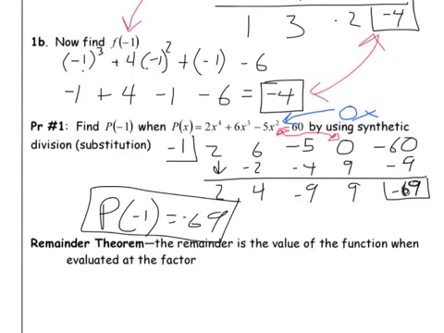So this is just a quick way to evaluate a function. In fact, you can do several. You could set up a table and just synthetically divide by several factors to figure out what the solutions are. It's a quick way to generate a table. And that is actually what the remainder theorem is. It says the remainder is the value of the function when evaluated at that factor using synthetic division.